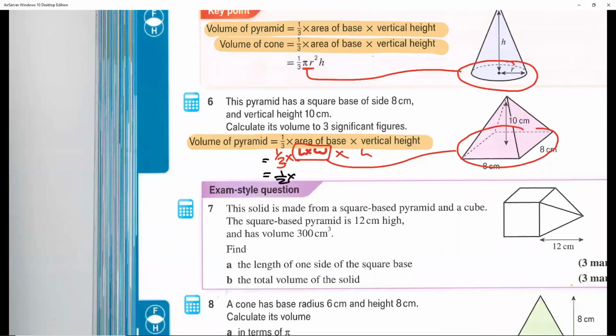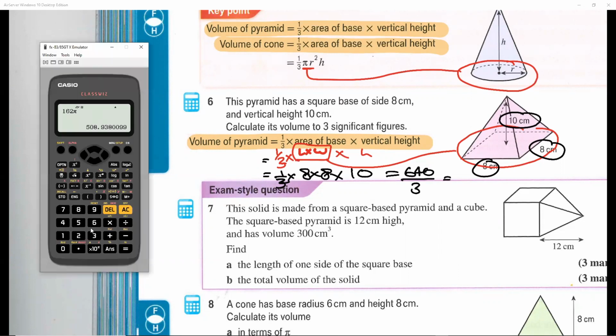So there's 8 times by 8, and the height is 10. So what's 8 times by 8? 64. 64 times by 10, 640. And 640 divided by 3. Does that work exactly or not? No, it comes into a fraction. It doesn't matter. Let's work it out then. Let's get the calculator and smash it up.